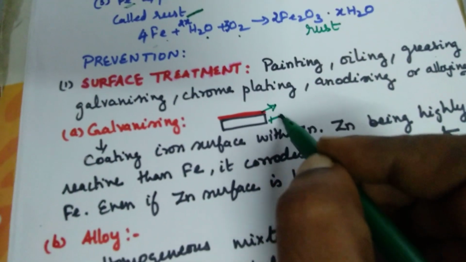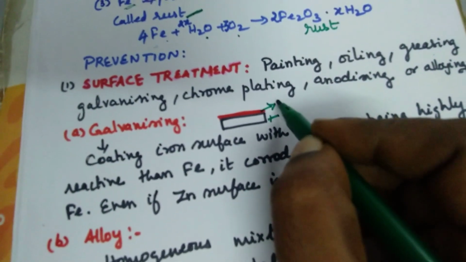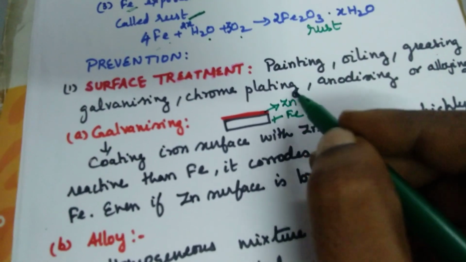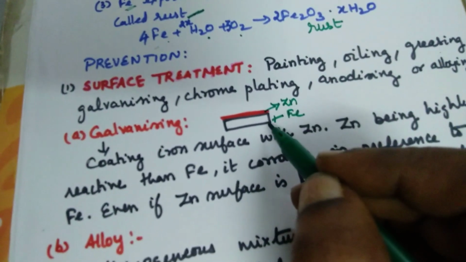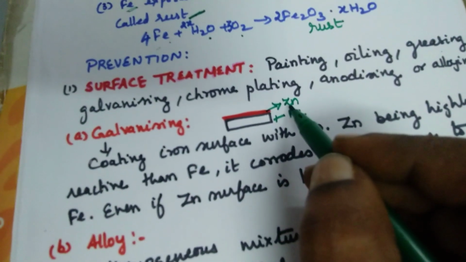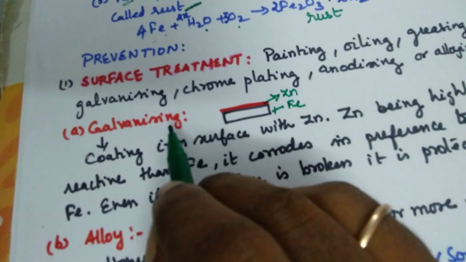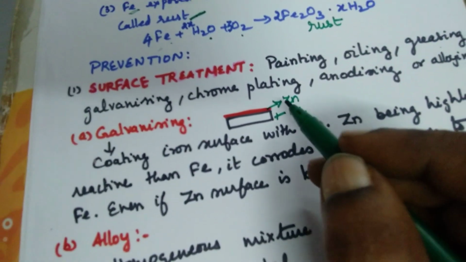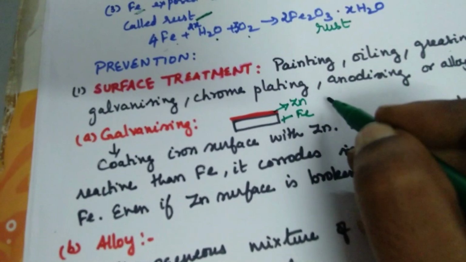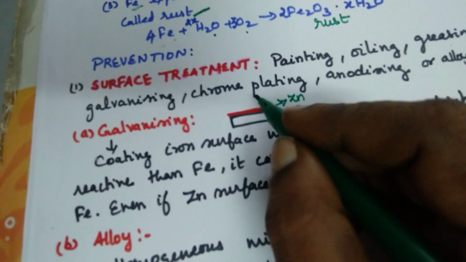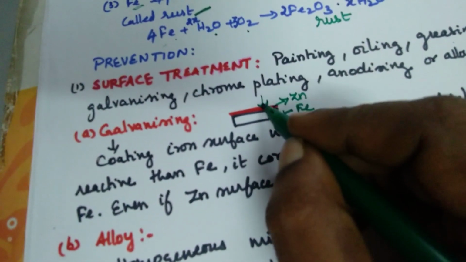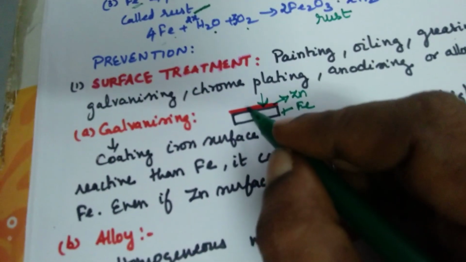If this is iron, and this could be zinc. Zinc is a less noble metal. Iron is a more noble metal compared to zinc. I give a coating of zinc over iron, then I call it galvanizing. Why? Less noble metal means highly reactive metal. So when this highly reactive metal is exposed to the environment, it will start reacting.